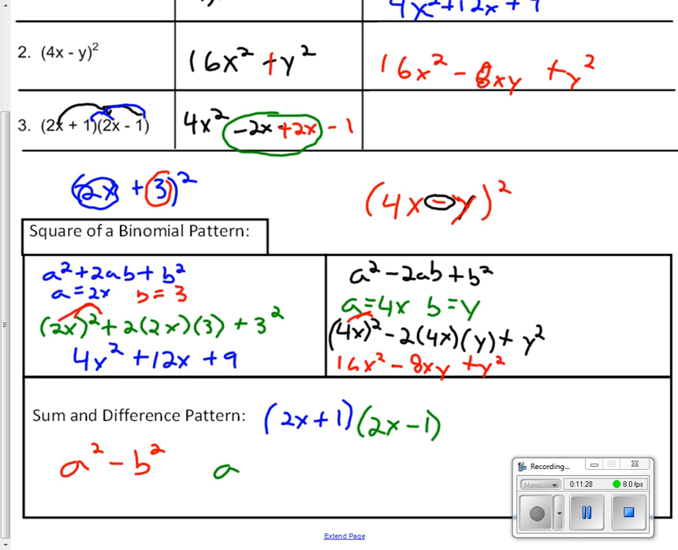So with this, a equals 2x, and b, again, we're not worried about the sign, we're worried about where it's placed. A is here, b is here. It's not plus 1, we just have to remember that it's 1. It doesn't matter about that minus or that plus, it's just where it is placed. So it's just 1. So when I solve it, for my answer I'm going to get a squared, or 2x in parentheses squared, minus b squared. Well, b is 1, so 1 squared.